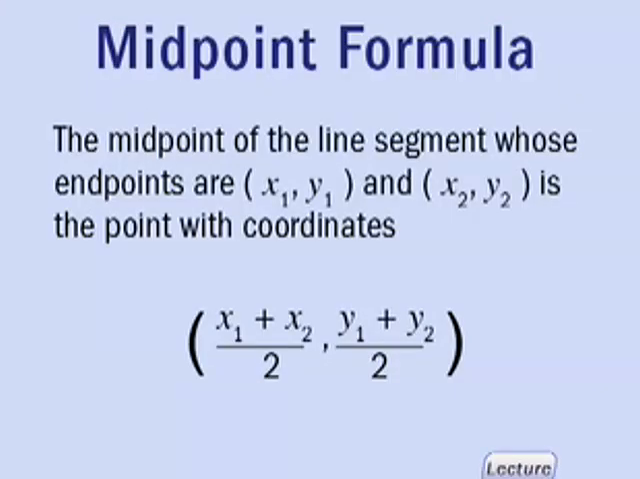Now let's look at another formula. Here is the midpoint formula. Now keep in mind that the midpoint is a point. The midpoint of the line segment whose endpoints are x sub 1, y sub 1, and x sub 2, y sub 2 is the point with coordinates: the x coordinate is, notice it's the average of the x values, x sub 1 plus x sub 2 all over 2, and notice the y coordinate is the average of the y values, y sub 1 plus y sub 2 all over 2.